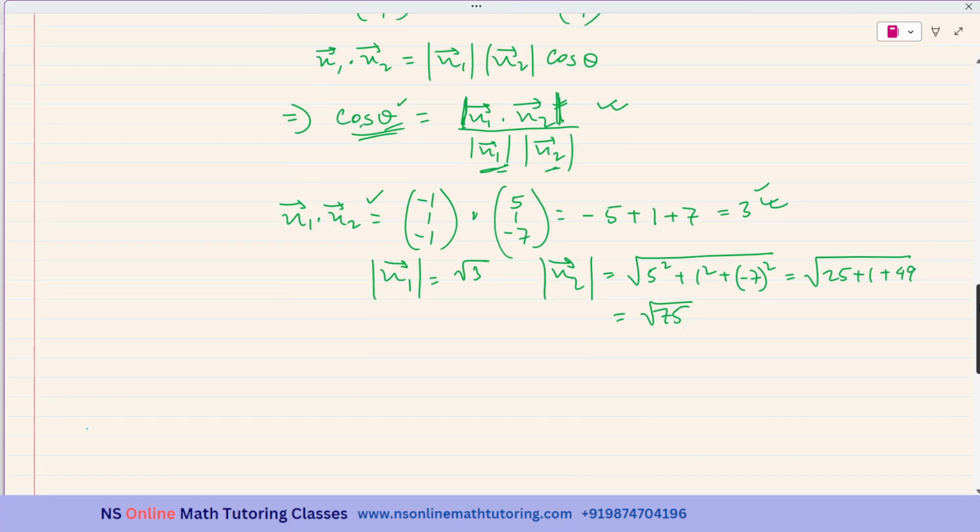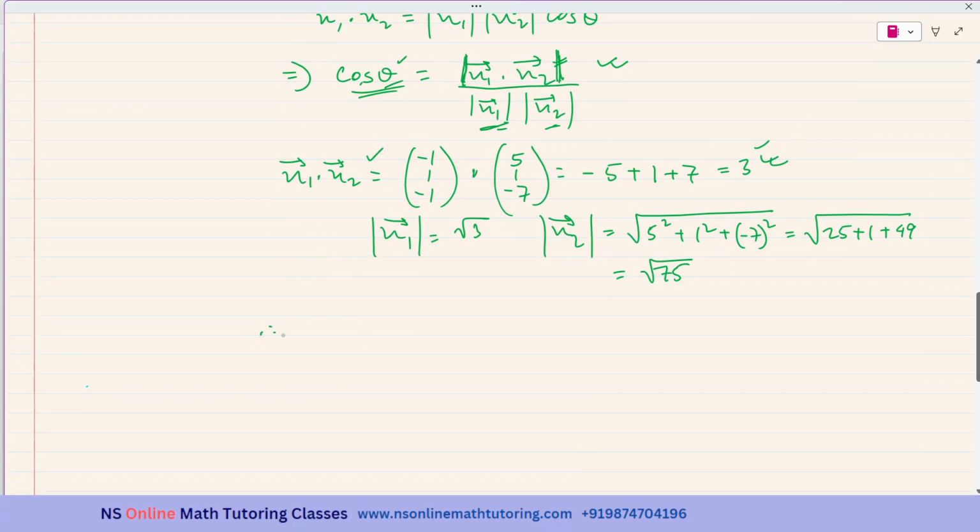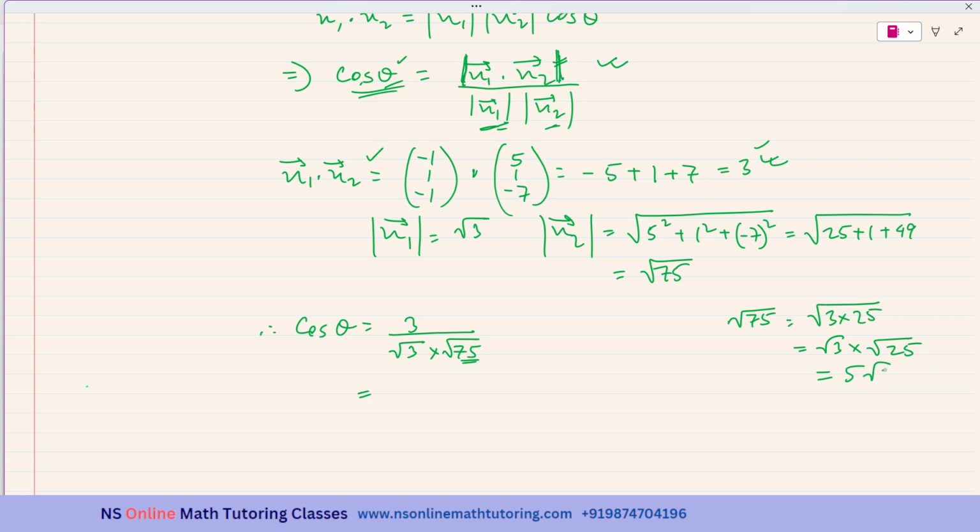So therefore, cos theta is equal to 3 over root 3 times root 75. And what is this root 75 equal to? 75 is 3 times 25. So it is root 3 times root 25. Root 25 is 5. If you are confused, this is square root of 3 times square root of 25, which is 5 root 3.